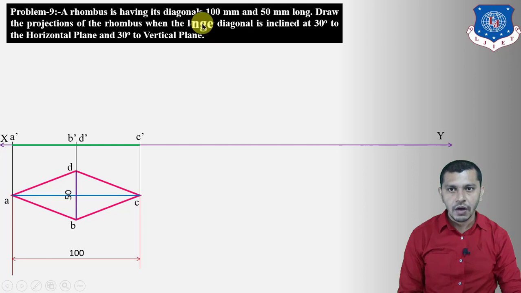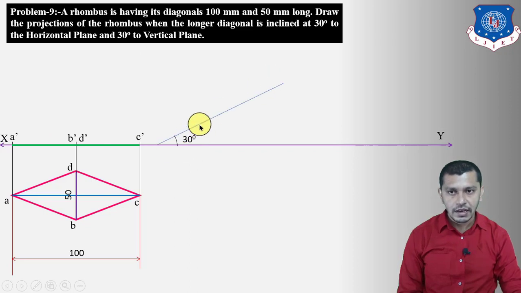Now let's move on to the next stage, and in the next stage we have to derive the condition with the horizontal plane. So here the condition with the horizontal plane is given. The longer diagonal is inclined at 30 degrees to the horizontal plane. Longer diagonal means diagonal AC makes an angle of 30 degrees to the horizontal plane. So now we have to incline A dash C dash, which shows the length of the diagonal, at an angle of 30 degrees to the XY reference line by taking A dash on the XY reference line.